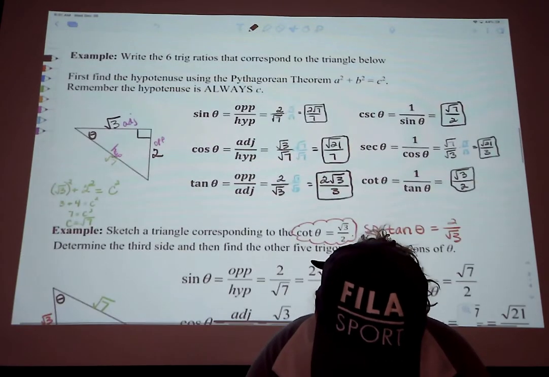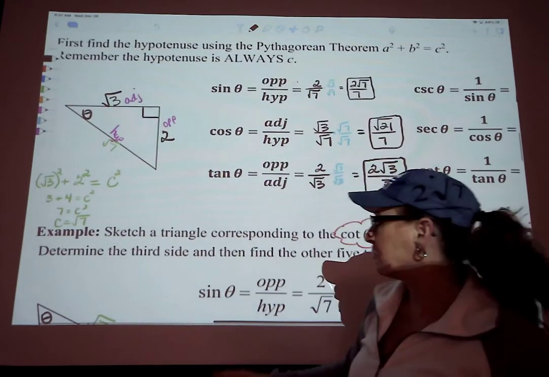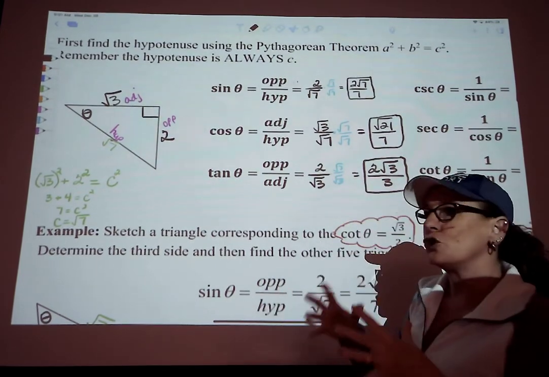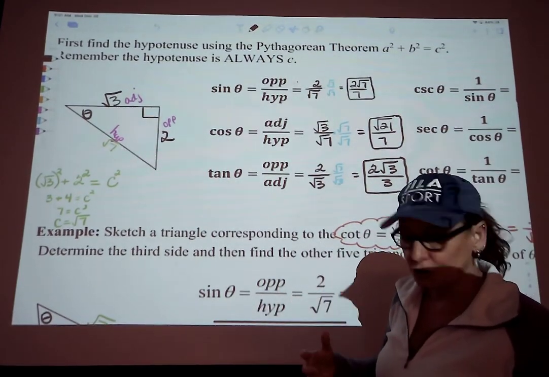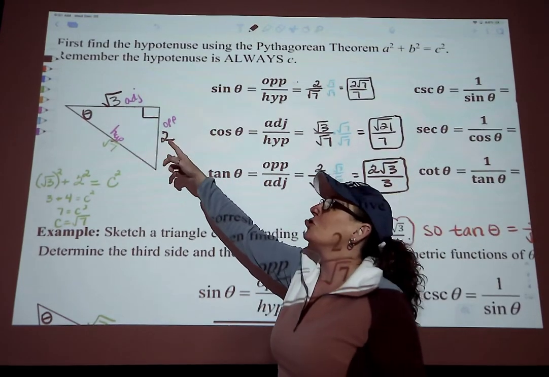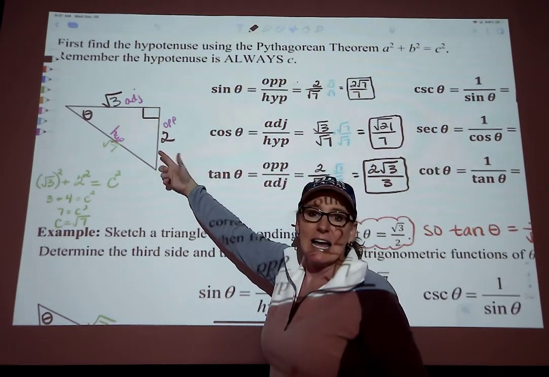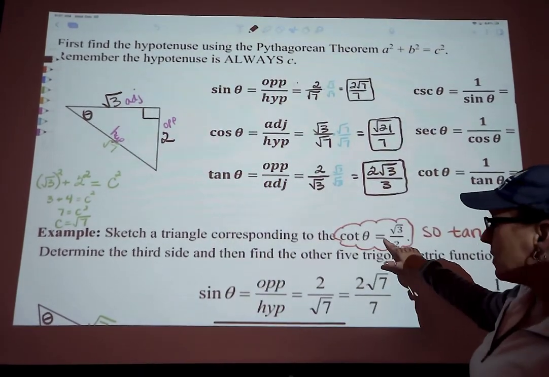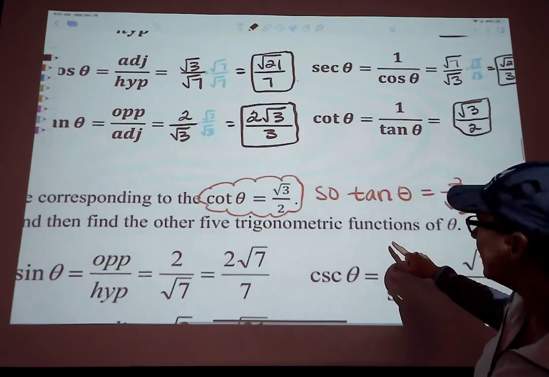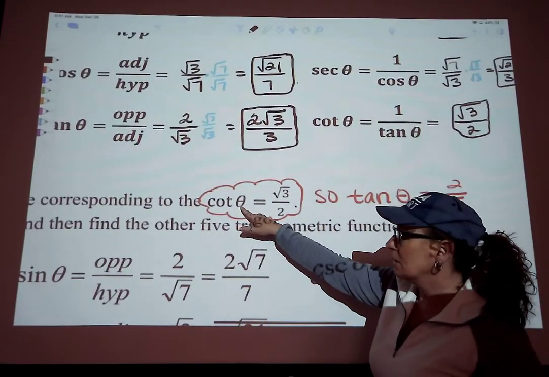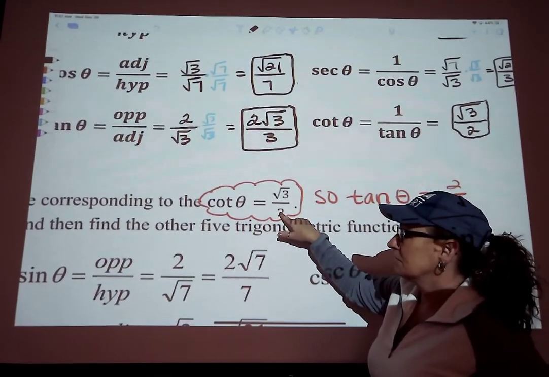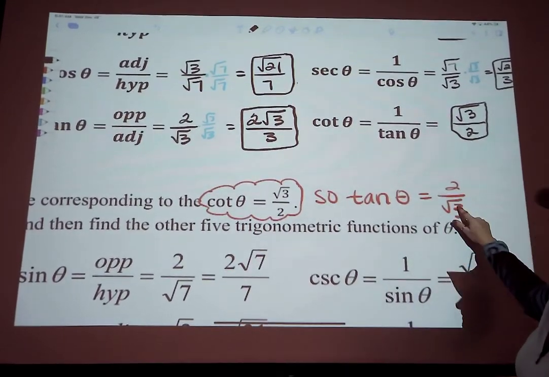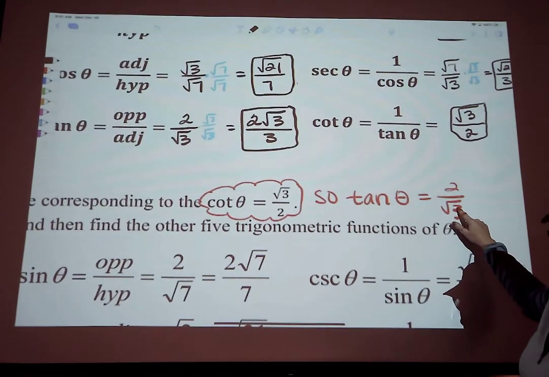Next, this is going to be the same type of problem. It's still asking for sine, cosine, and tangent. But in this case, you have to set up your triangle. The numbers aren't given to you as obviously as up here. You have to set up your triangle. So the information that you have is that your cotangent fraction is this, which means your tangent fraction is the upside down version.